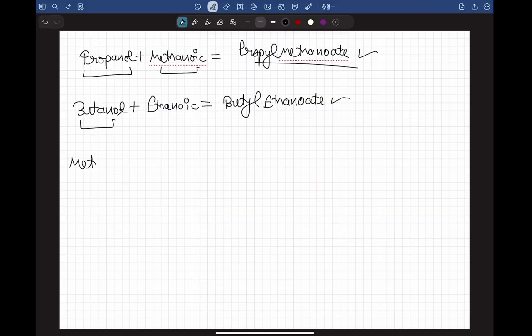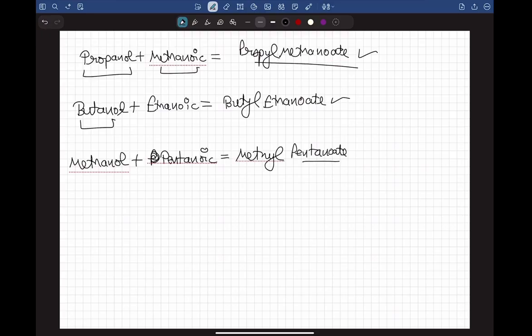Another example, let's say methanol is given plus, which one should we use? Let's do pentanoic acid. So this will be called methyl pentanoate. Alright. So you need to understand that the alcohol will be written as YL and the acid will give you OATE. Got it? Let's pick another example. We can say ethanol plus ethanoic acid. So we will call this ethyl ethanoate.